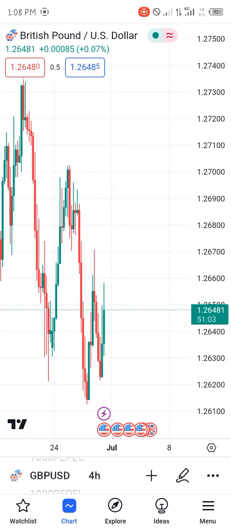This is GBP USD. One thing you have to know, to see support and resistance and trend lines, just come to your 4-hour time frame and draw it. So this is on the 4-hour time frame.